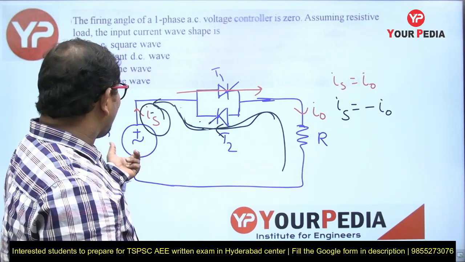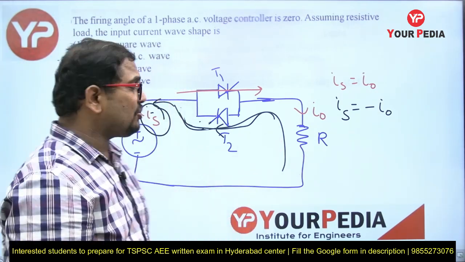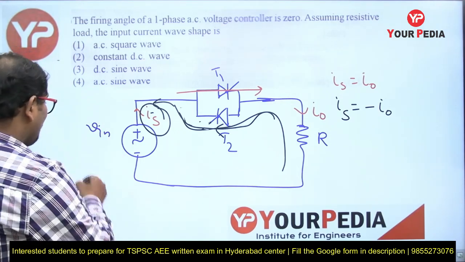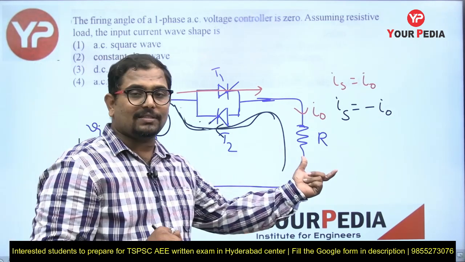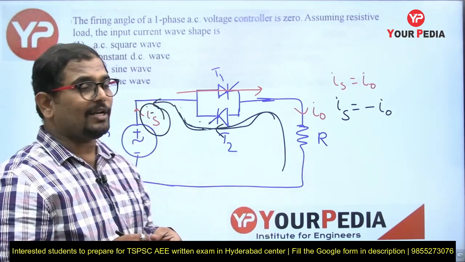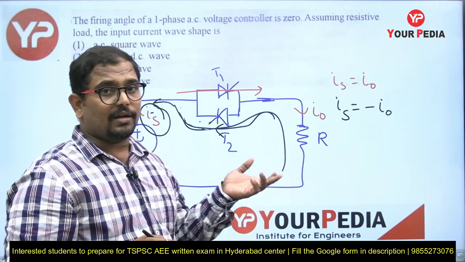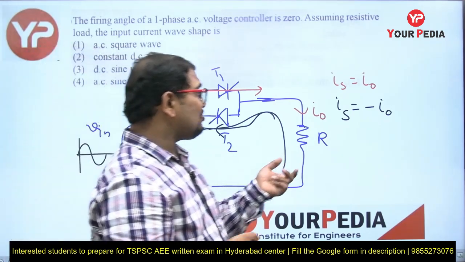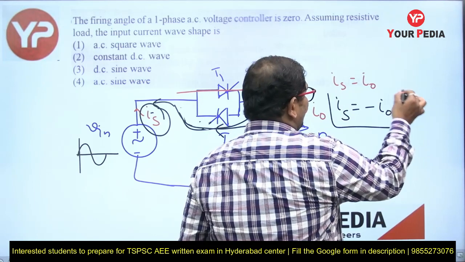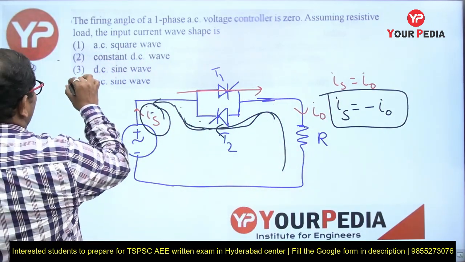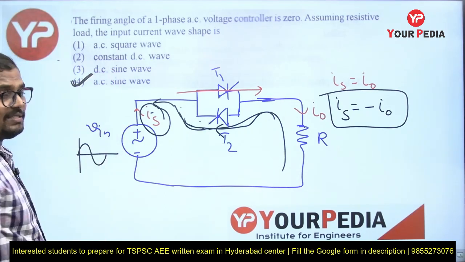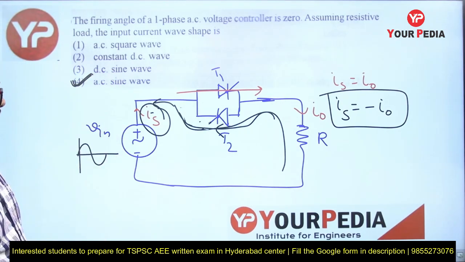So what type of supply is available across the resistor? It is sinusoidal voltage, right? Input is sinusoidal. So if sinusoidal voltage is applied across the resistor, what type of current will you get? Sinusoidal current. Yes or not? So because of this, the source current is also sinusoidal in nature. So its value is an AC sine wave. Understood or not? So this is how you need to solve the questions.